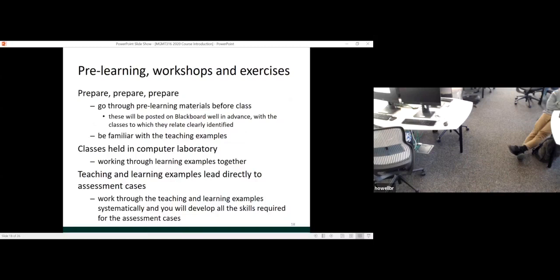The classes in the laboratory we're going to work through together. This is where we can help each other. I can help you, you can help each other. We've got Warren, the lab assistant, who'll be there to help us too. As I said, the teaching and learning examples lead directly to the assessment cases. So if you work through those successively, you will develop all the skills you need to be able to do the assessment.